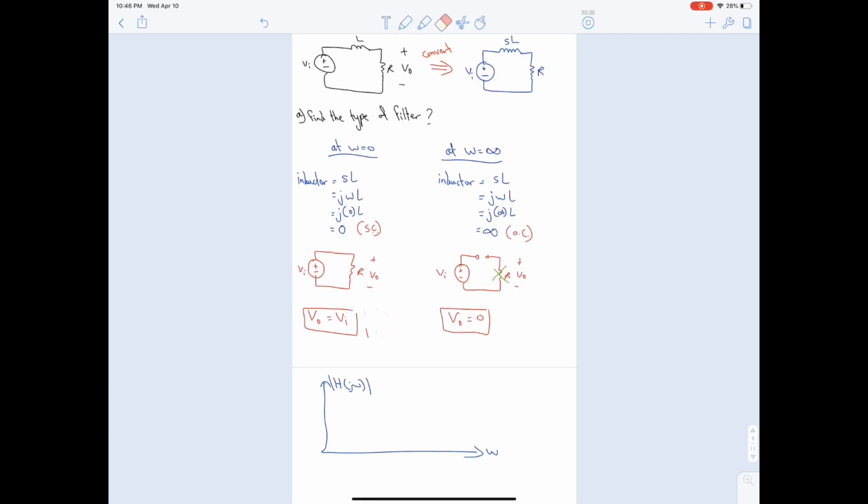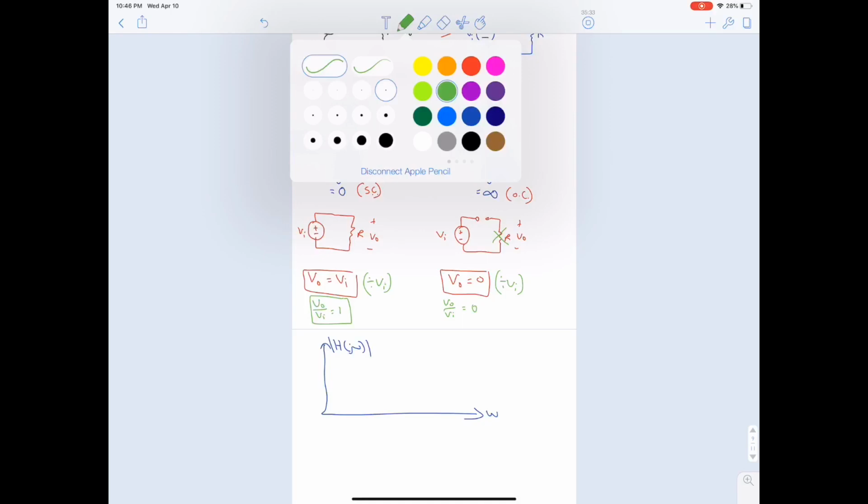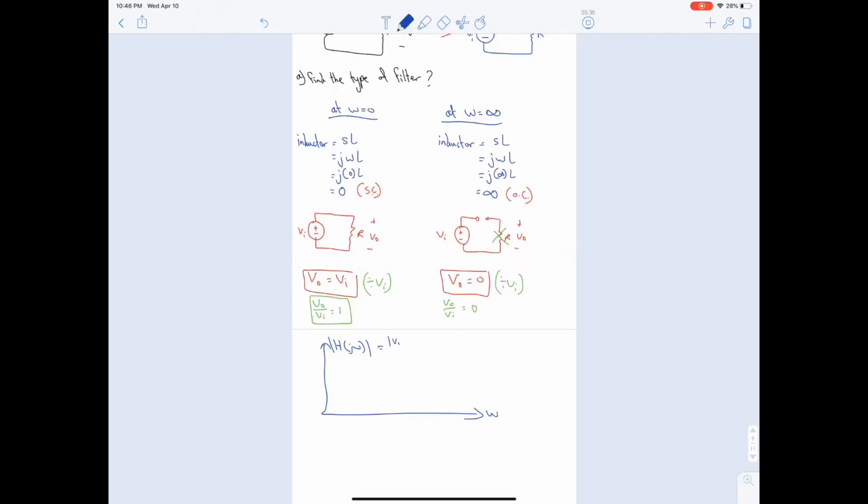Here, if we divide both sides by V input, what are we going to get? We're going to get V output over V input equal to 1. Now this is the magnitude, okay? And it's already positive, there's no minus sign. And let's do the same thing here. We will get V output over V input equal to 0. Now the magnitude is V output divided by V input, which is not equal to anything.